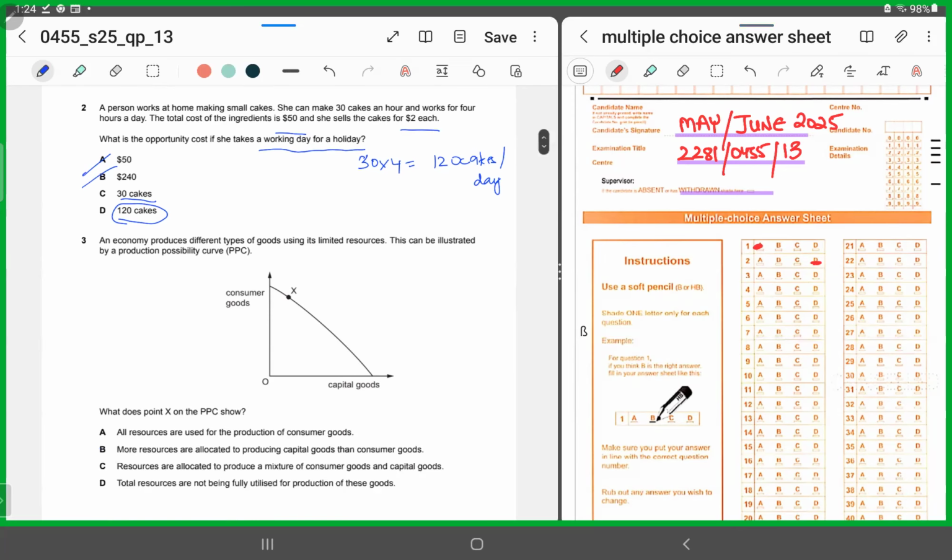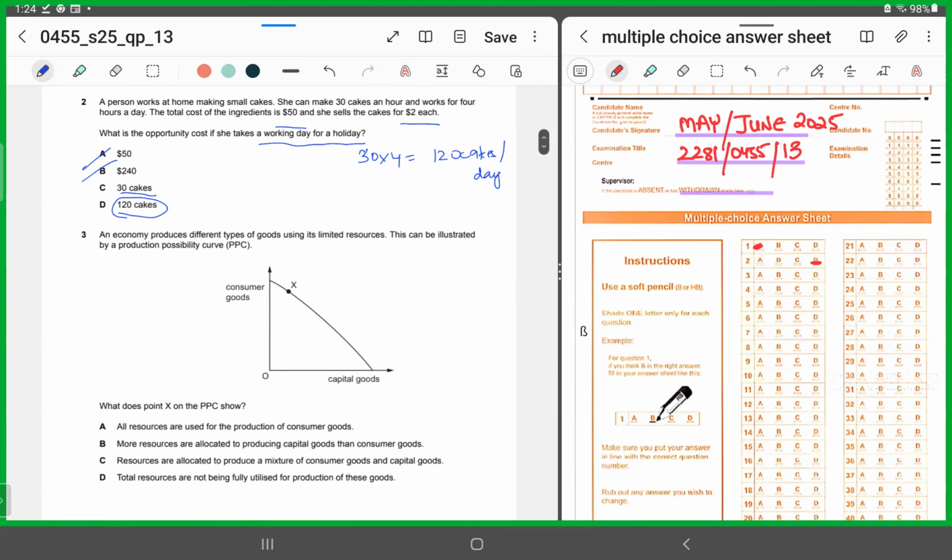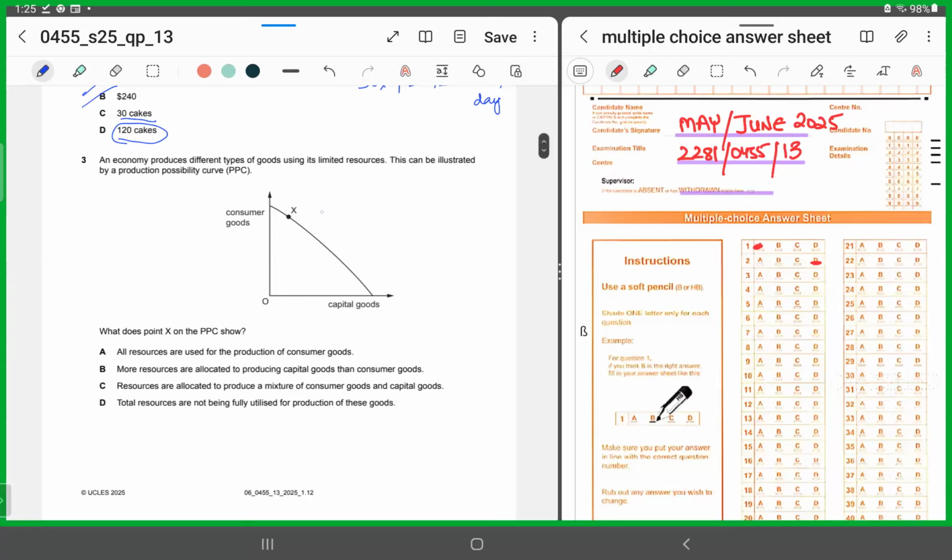MCQ number 3 says an economy produces different types of goods using its limited resources. It's showing a production possibility curve, and the vertical axis displays the consumer goods, the horizontal axis displays the capital goods. And the question is asking, what does point X on the PPC show? Now, if you look at point X, it's showing a higher quantity of consumer goods and a lesser amount of capital goods. It is producing a combination, but more inclination is towards consumer goods and lesser towards the capital goods.